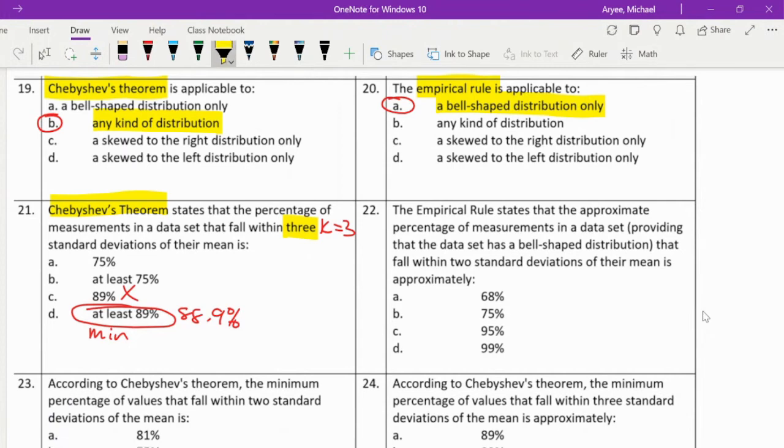Empirical rule. Remember, the empirical rule is 68, 95, 99.7. This is K equals 1, K equals 2, K equals 3. They say within 2, so K equals 2 for empirical. When K is 2, that is C.